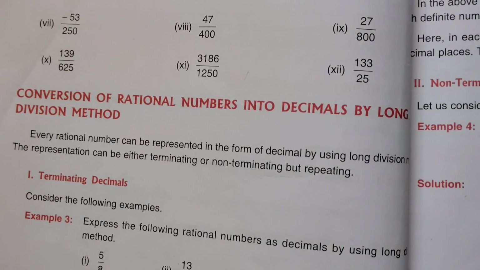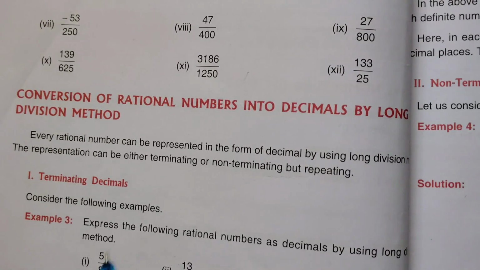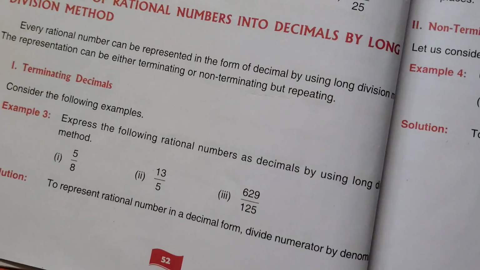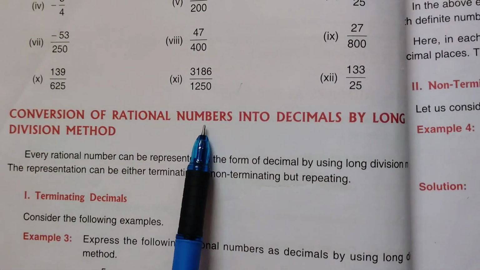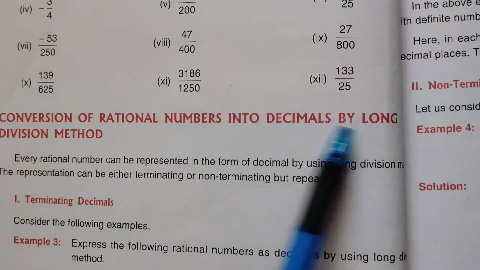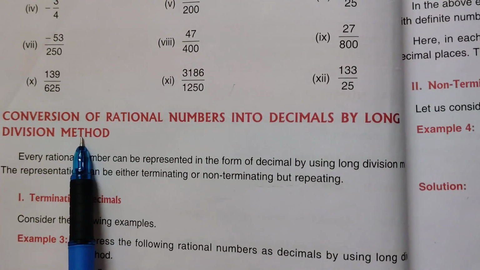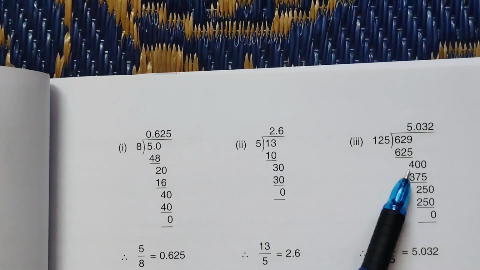Hello students, now we are going to start worksheet 2 of chapter 3, rational numbers as decimals. Before starting worksheet 2, come to page number 52. Here, see the topic, conversion of rational numbers into decimals by long division method. So we are going to start the long division method. See, like this, we have to do divisions.